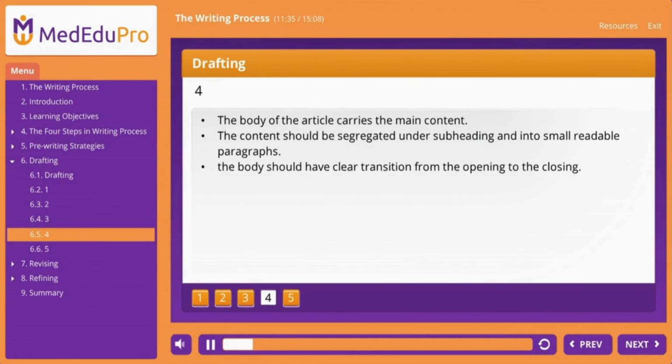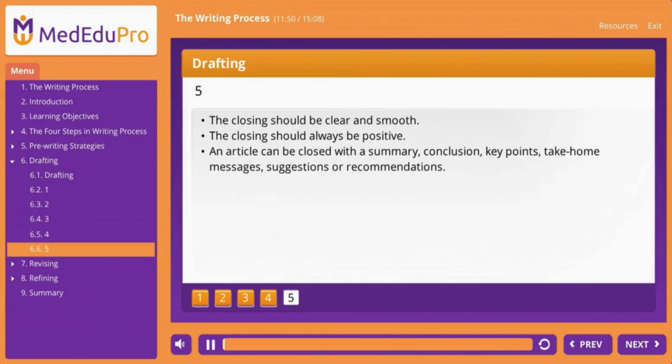Body. The body of the article carries the main content. The content should be segregated under subheadings and into small readable paragraphs. The body should have a clear transition from the opening to the closing. Closing. The closing should be clear and smooth. The closing should always be positive. An article can be closed with a summary, conclusion, key points, take-home messages, suggestions or recommendations.